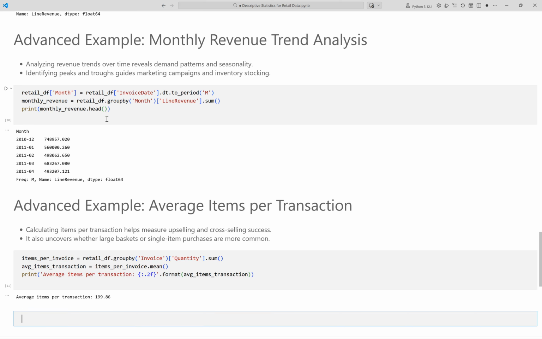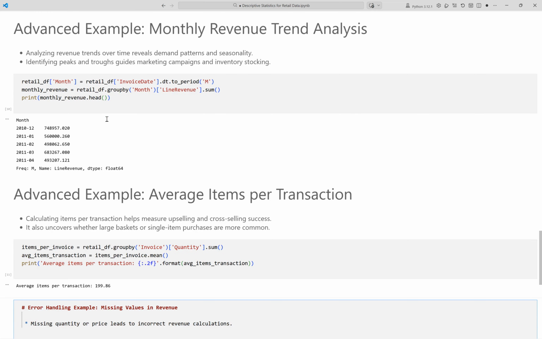Error handling example: missing values in revenue. Missing quantity or price leads to incorrect revenue calculations. This is a common issue when analyzing real-world sales data. Running the cell now.